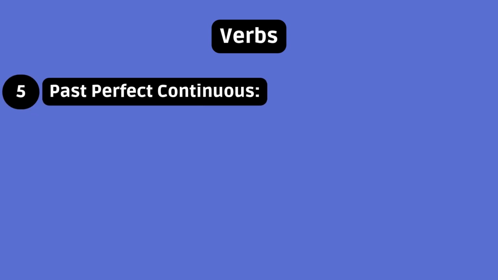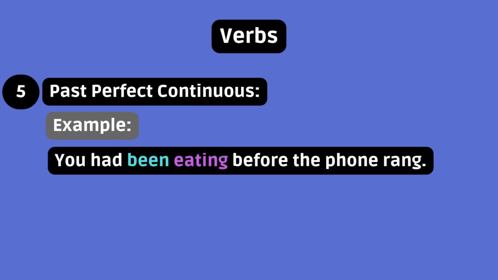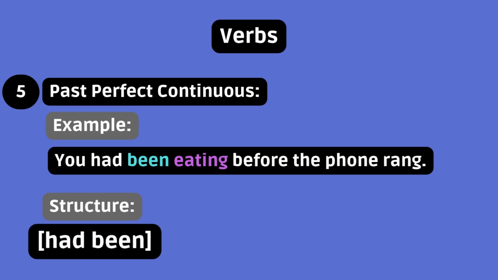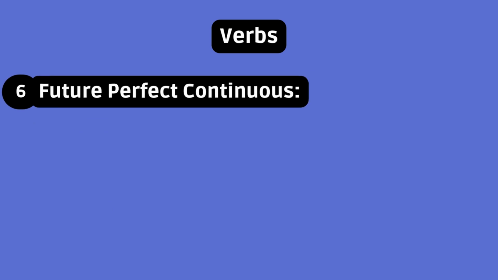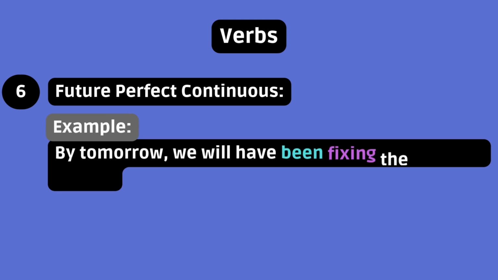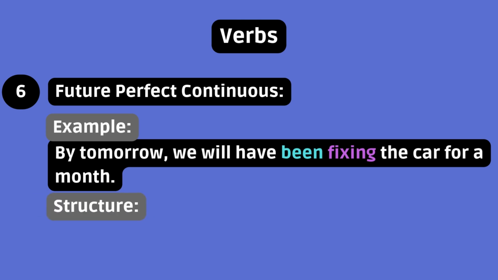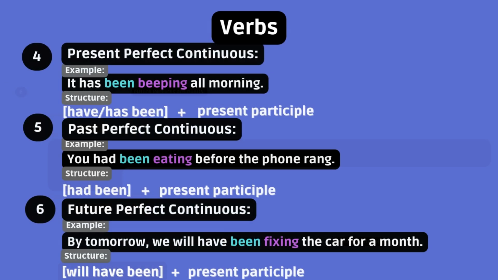Past perfect continuous. Example: you had been eating before the phone rang. The structure is had been plus present participle. Future perfect continuous. Example: by tomorrow, we will have been fixing the car for a month. The structure is will have been plus present participle. As you can see, in perfect continuous tenses, the past participle is always been.